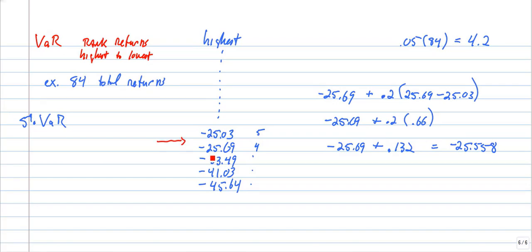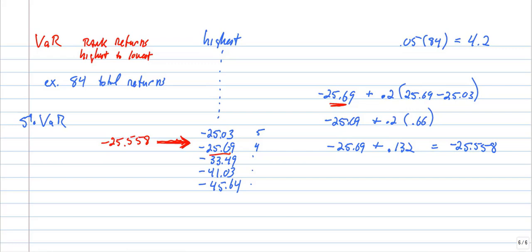So if you'll notice, that falls between here, doesn't it? There's 25.69, there's 25.03, so negative 25.558 falls in between those. So we've got the fourth position plus 20% of the difference between the fourth and the fifth position. All right, that is the 5% value at risk.